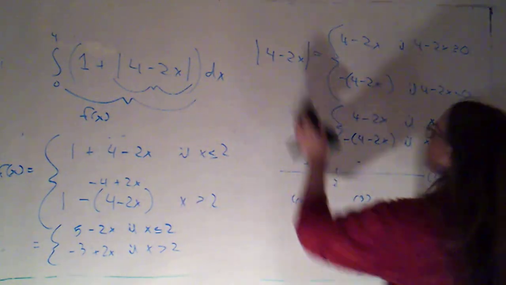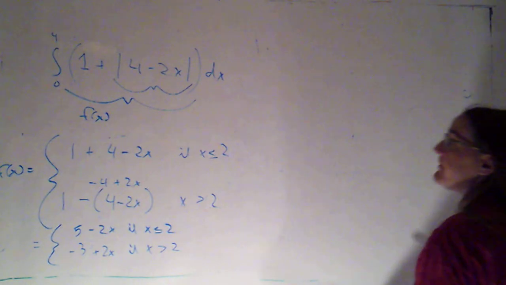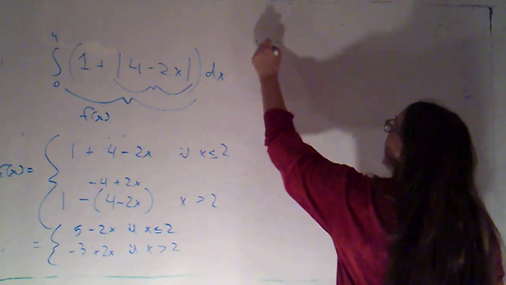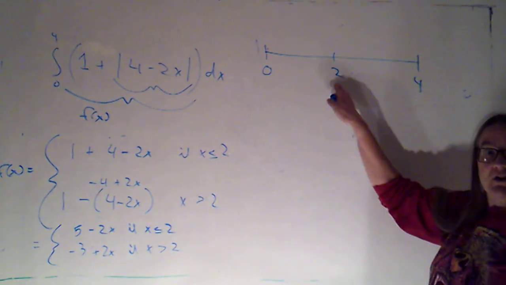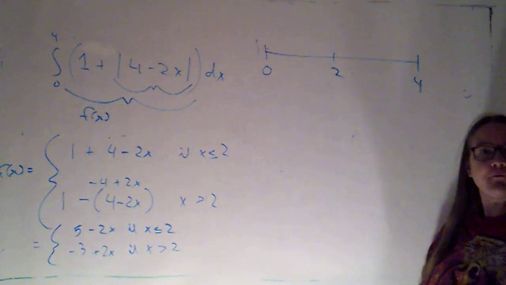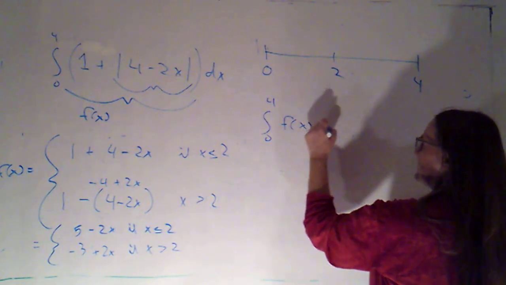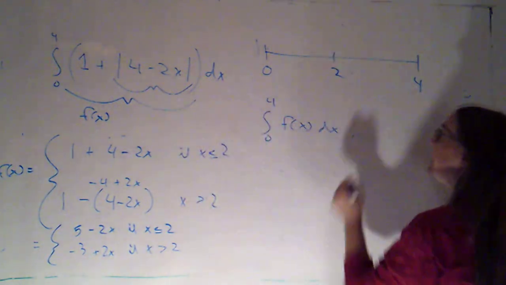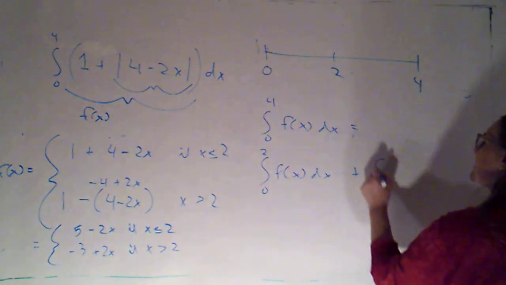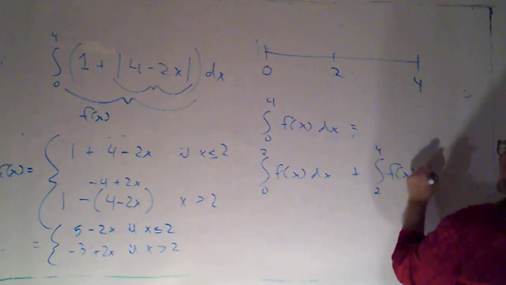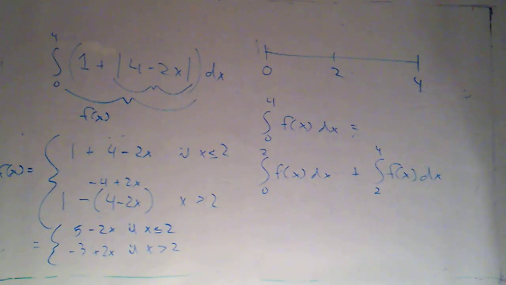Okay, excellent. So now I'm going to be able to take advantage of some rules of integrals to evaluate this piecewise function. I'm integrating from 0 to 4, and 2, which is where the rule changes, is halfway in between. So I'm just going to say, well, the integral from 0 to 4 of f of x dx, which is what I started with, is just the same as the integral from 0 to 2 of f of x dx, plus the integral from 2 to 4 of f of x dx. I can break it up into those two non-overlapping subintervals.